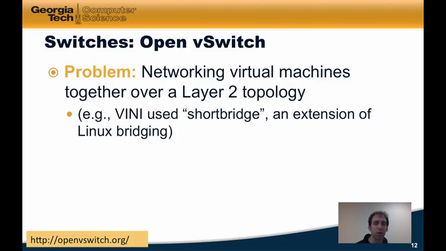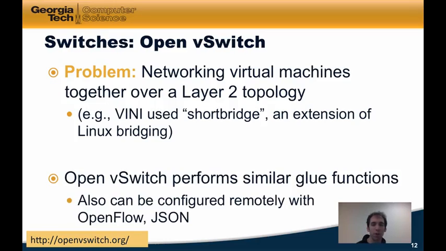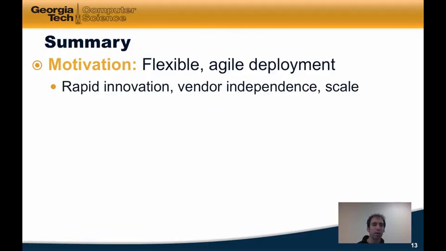One is Open vSwitch. Now, as I mentioned, the problem here is to network these virtual machines together over a layer 2 topology. Trellis used shortbridge, which was an extension of Linux bridging. But Open vSwitch basically performs a similar set of glue functions, but also Open vSwitch can be configured remotely with control protocols like OpenFlow or JSON. So in summary, the motivation for virtual networks is flexible and agile deployment, thereby enabling rapid innovation, independence from vendors, and scale.